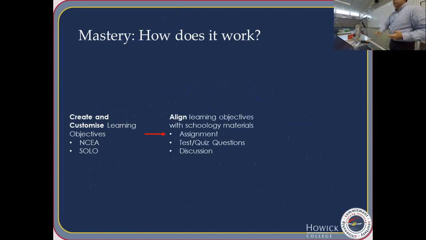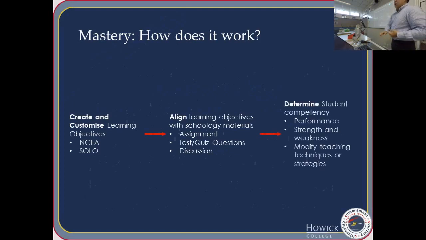Then you align your learning objectives with the Schoology material. Out of the Schoology materials, you can align assignments, tests, quiz questions, or discussions. At the end, you're able to determine students' competency, their performance, and their strengths and weaknesses, and either modify teaching techniques or strategy depending on how well your whole class is progressing. This is just the basic flowchart of what mastery is all about. Feel free to ask me any questions along the way.